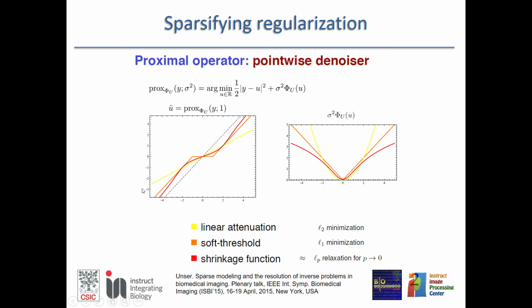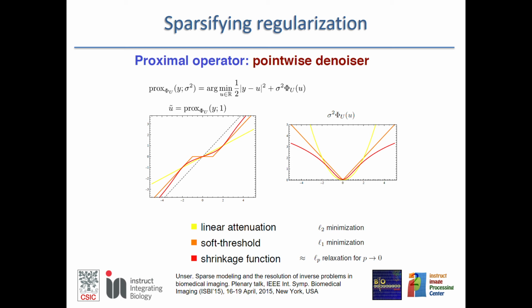So, for instance, if we use this linear attenuation, it is related to a Gaussian prior. What this linear attenuator is doing is simply multiplying the reconstructed volume, transformed to some space like the wavelet space or something, by a constant that is smaller than 1.